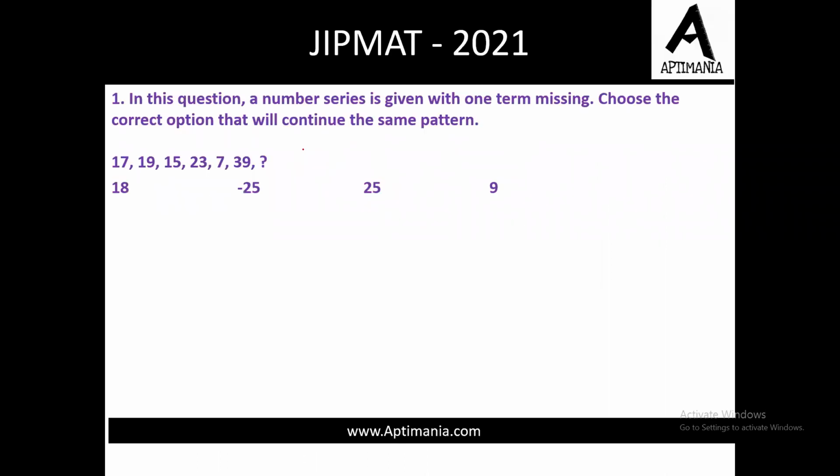The first question was based on number series. The series was given to us: 17, 19, 15, then we have 23, 7 and 39. We need to find the next number. Now this question was quite simple.